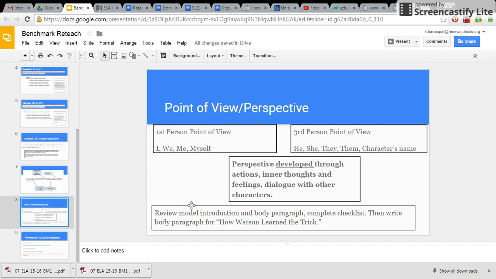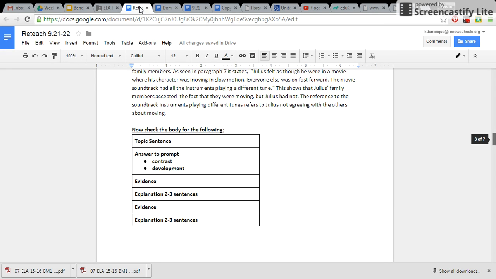So review. I asked you to review my model introduction and body paragraphs and complete the checklist. Then write. Then you will actually have to write a body paragraph for How Watson Learned the Trick. So let's go back to that very quickly.